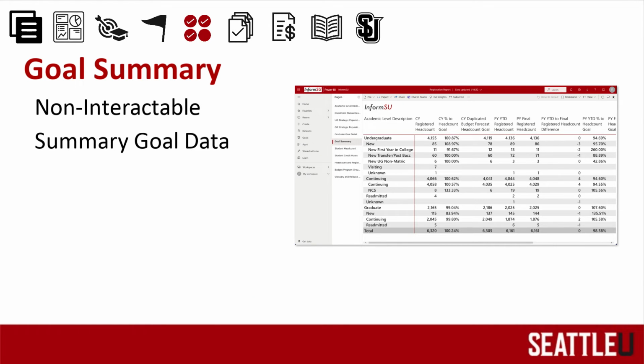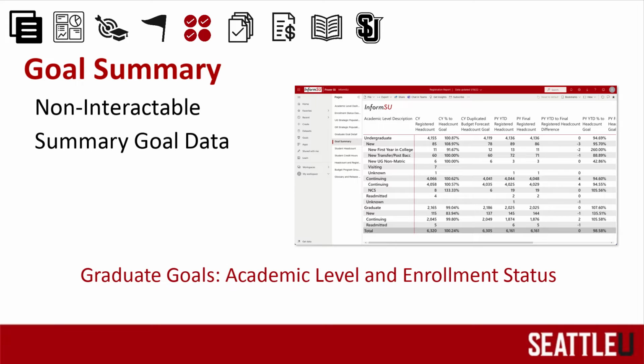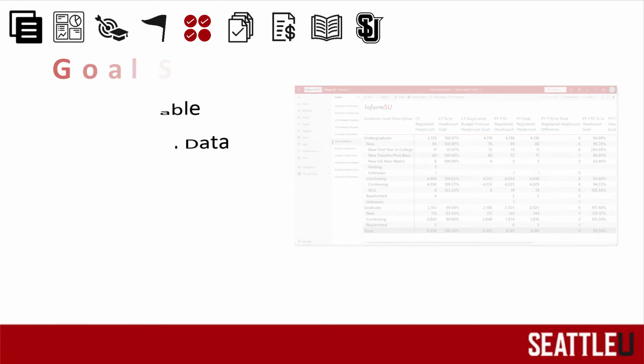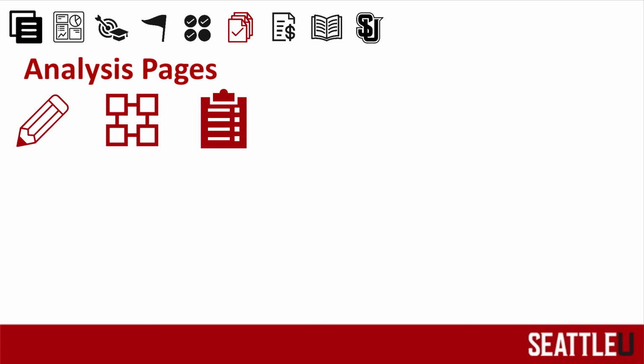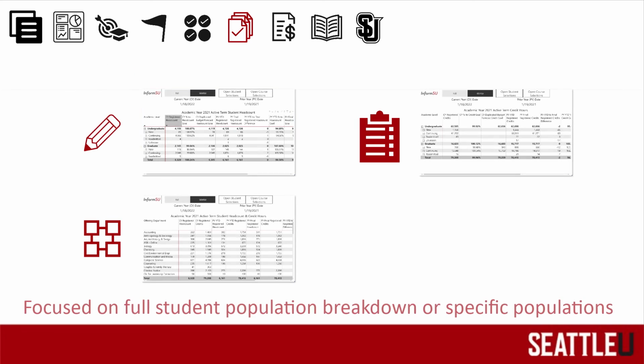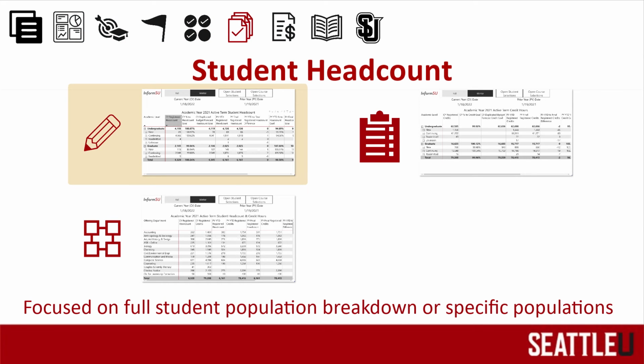The summary goal data on this page is slightly different for graduate and undergraduate students. Graduate goals on this page are at the academic level and enrollment status grain, while undergraduate goals are broken down on a level deeper at the enrollment status detail grain. These pages allow for more interaction using slicers for the exploration of the data supporting the dashboards. This page allows users to see the full student population breakdown or home in on specific populations through slicers.